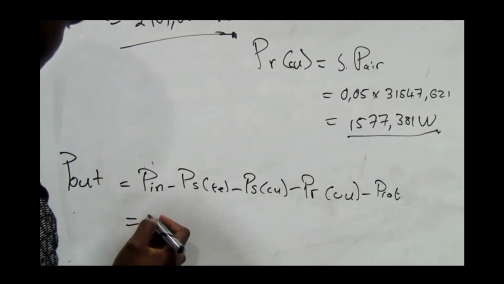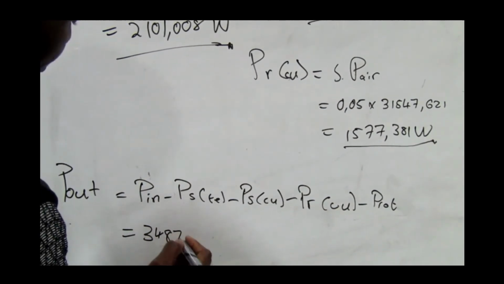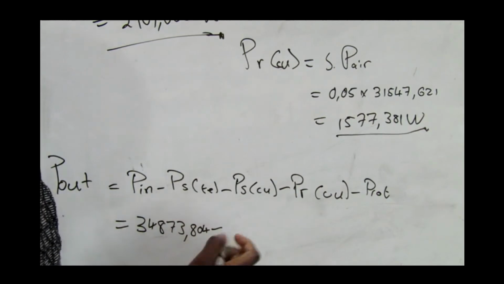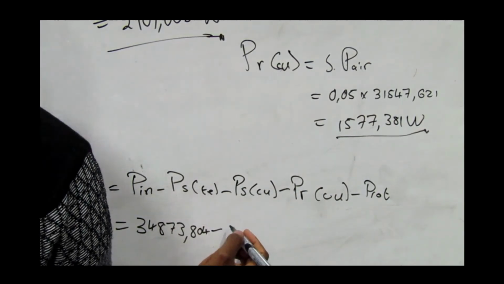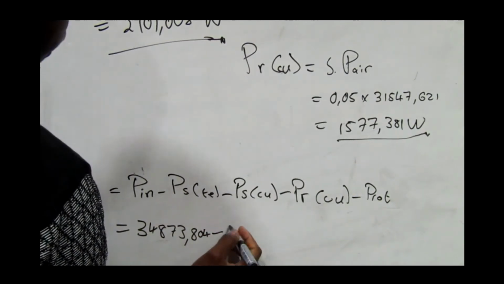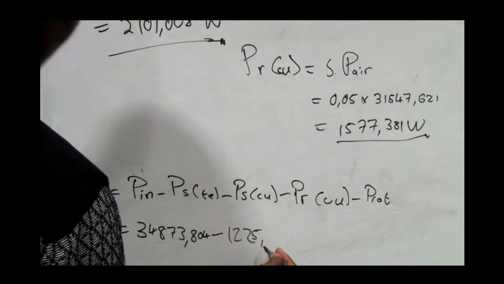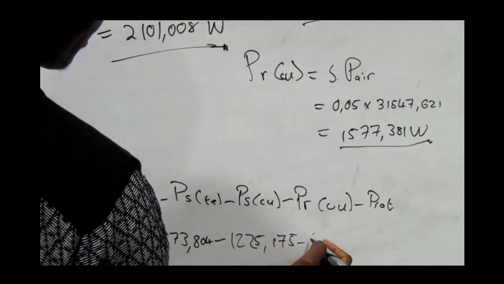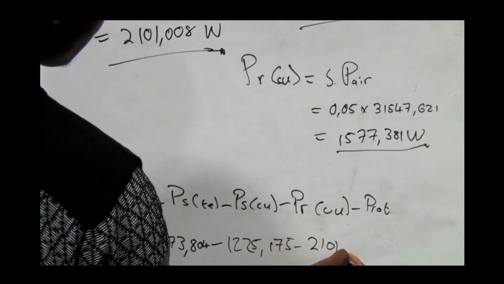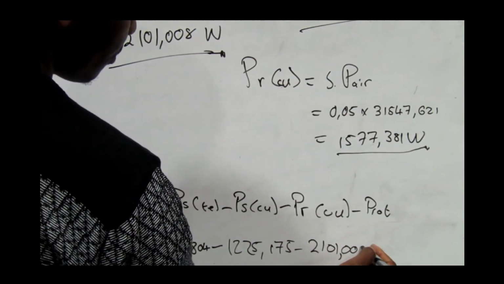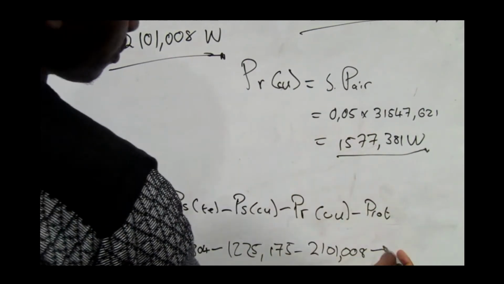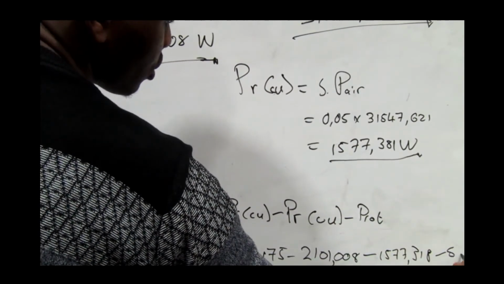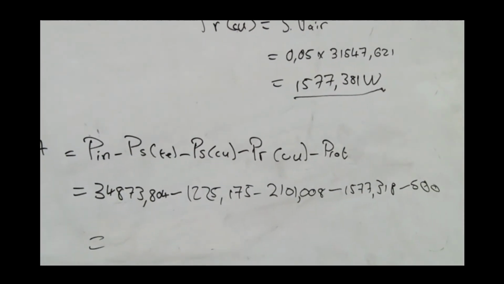So we're just going to substitute the values that we have found to get the output power. The first value was 34,873.804 for P in, minus the iron losses of a stator, 1,225.175, minus the copper losses of a stator at full load, 2101.008, minus the losses of a rotor, 1577.318, minus the rotational losses, which were given as 500. So what do we have here?